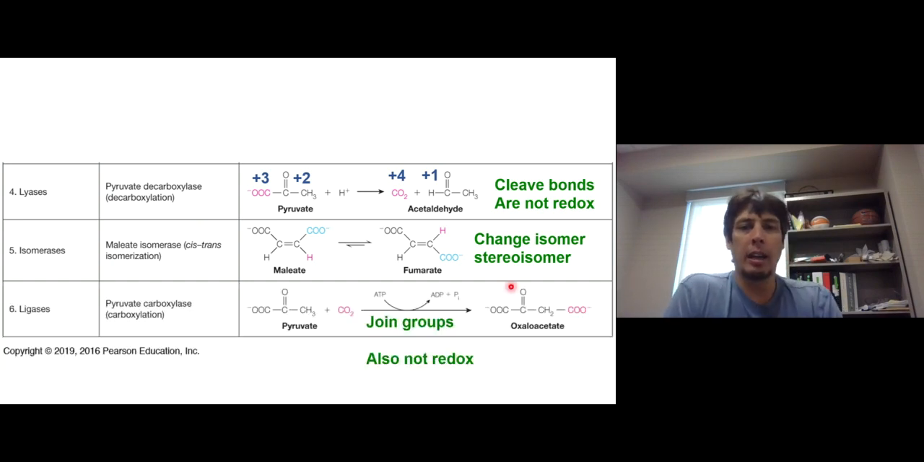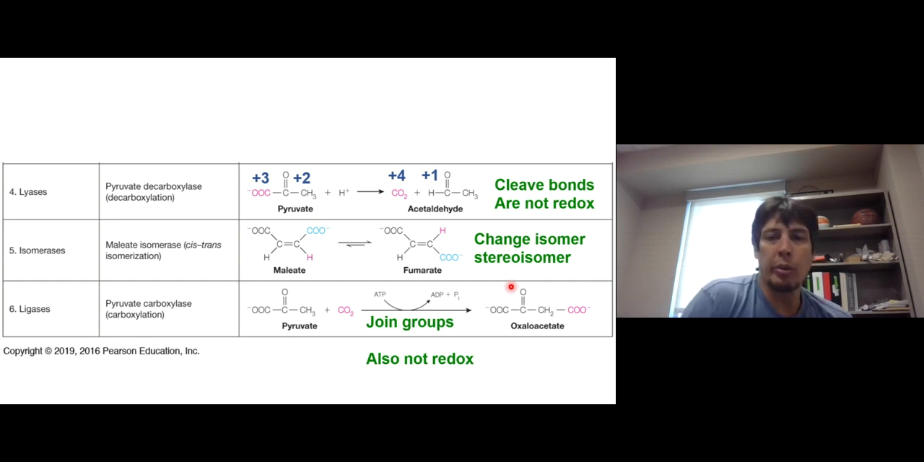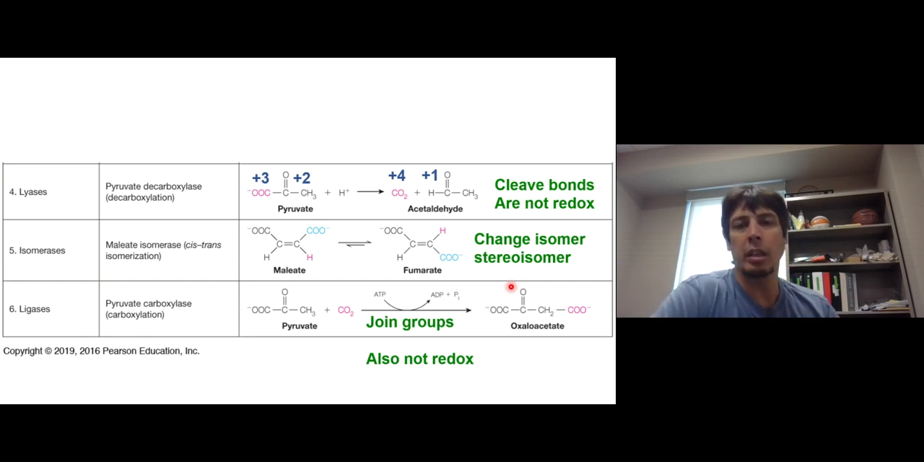And finally, ligases, such as pyruvate carboxylase, join groups. This is also not a redox reaction, so you'll see carbon dioxide and a carboxylate, which technically would change the oxidation state of that carbon, but the overall net oxidation states there are a net zero change, much in the same way as lyases. In this case, this is joining groups.